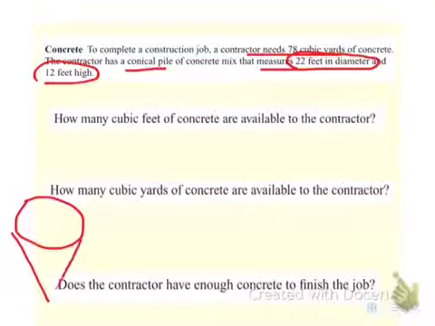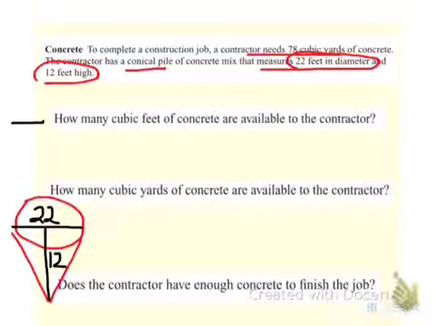So I'm going to draw my cone here and put on it the information the problem gives me. I know that the diameter is 22 feet, and I know the height is 12 feet. The first question wants to know how many cubic feet of concrete are available to the contractor.